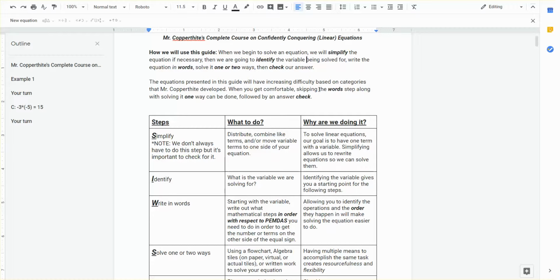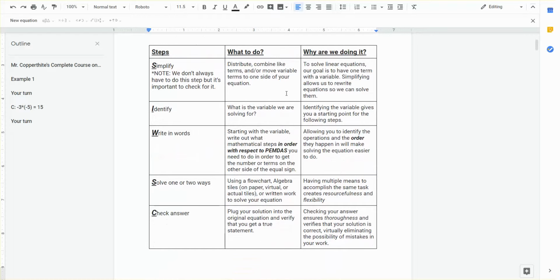By the way, this is obviously a detailed list. It's one that you can certainly take some shortcuts in when you start mastering the equation tasks. Okay, so let's walk through these steps and talk about what each one is.